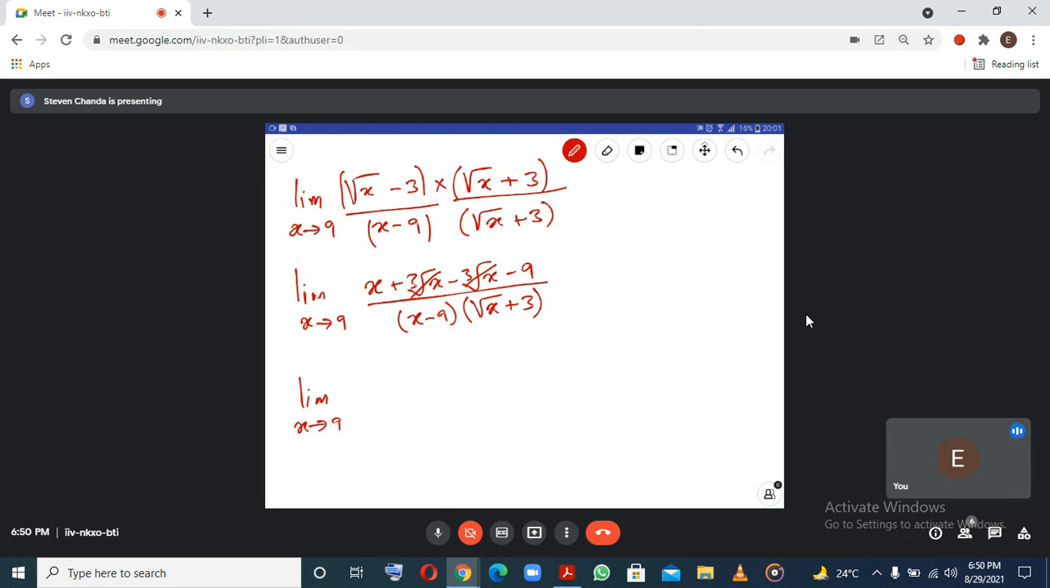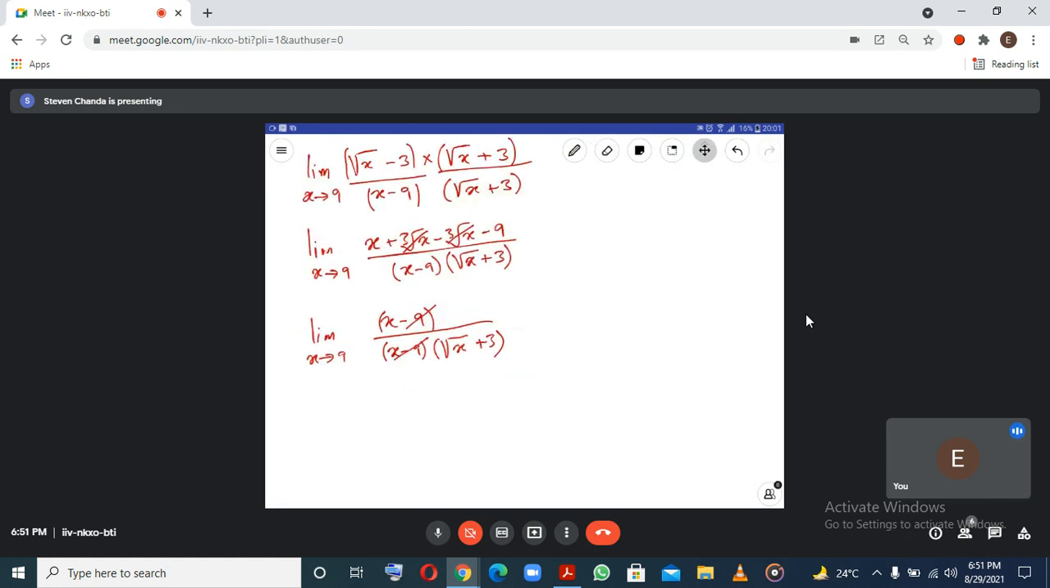So what you're going to have is x minus 9 in the numerator. Sorry, x minus 9, pardon me. Then you have that, and you have that. So that cancels that.